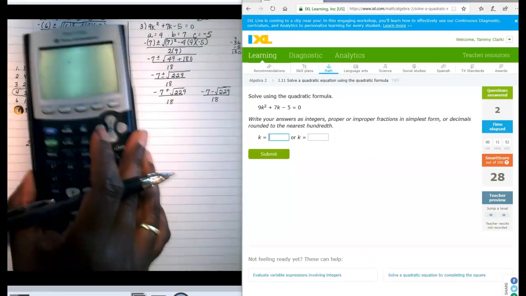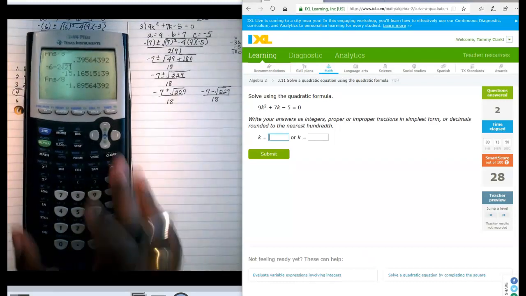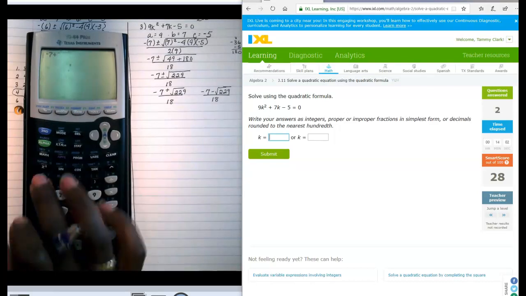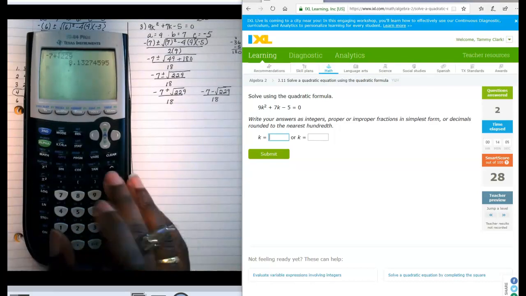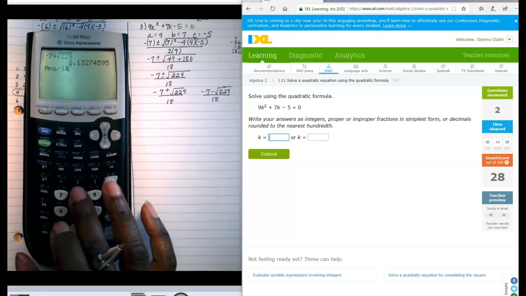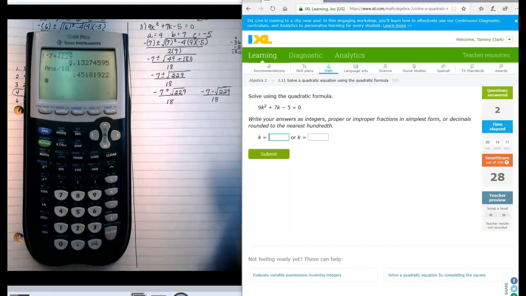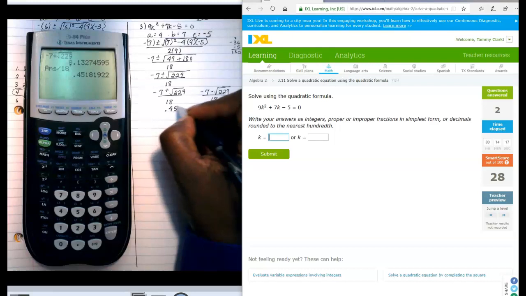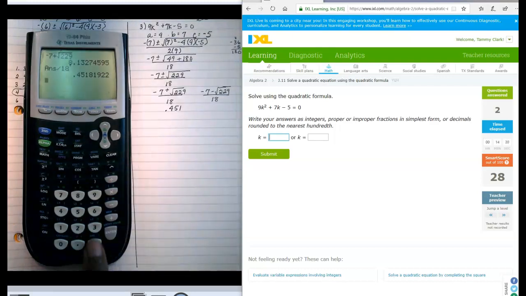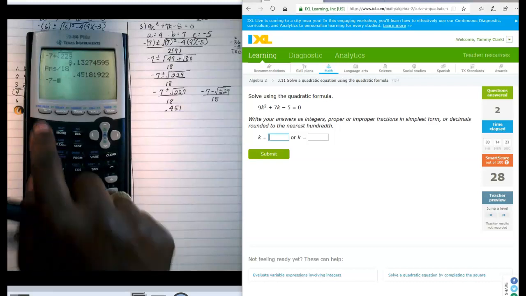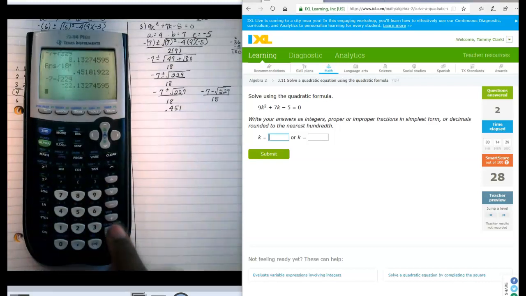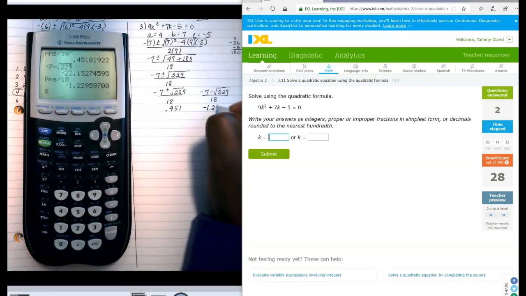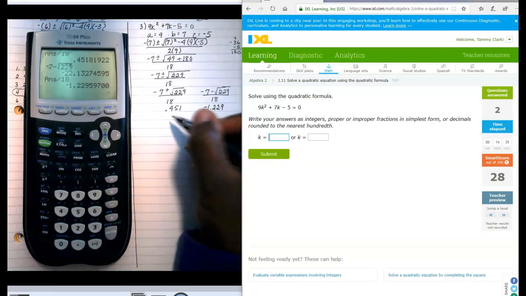Let's go ahead and grab the calculator. So I've got negative 7 plus the square root of 229. Get that result. Divide that by 18. And that gives me 0.451. And then I'm going to do negative 7 minus the square root of 229. Divide that by 18. And I get negative 1.229. Let's round to the nearest hundredth place.